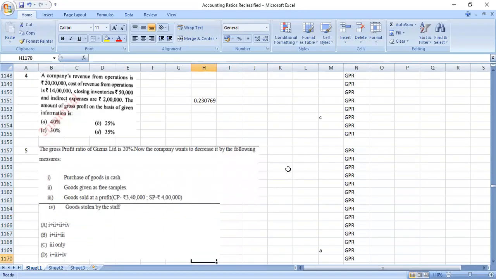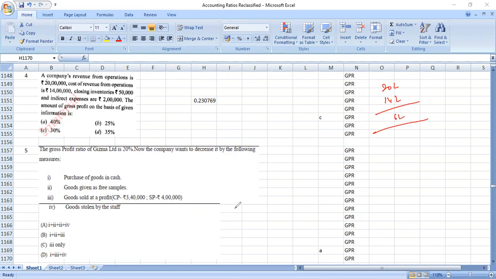Fourth question. A company's revenue from operation is 20 lakhs. Cost of revenue from operation is 14 lakh. Closing inventory is 50,000 and indirect expenses 2 lakh. The amount of gross profit on the basis of given information. I think they're asking for the gross profit ratio because they've given percentage and all. Revenue from operation is 20 lakh. Cost of revenue from operation is 14 lakh. So 6 lakhs is your gross profit.